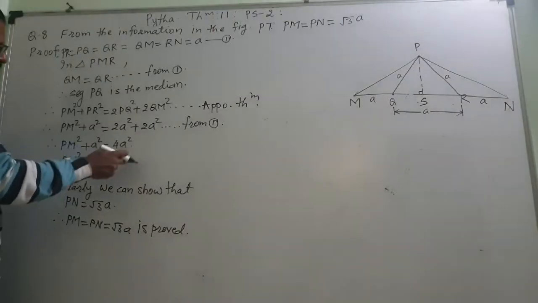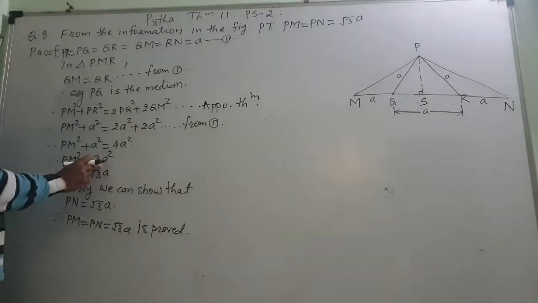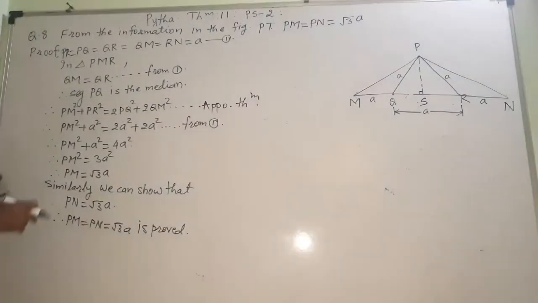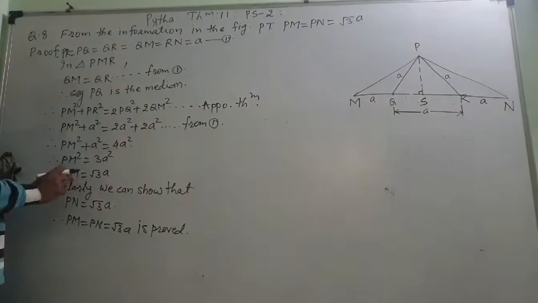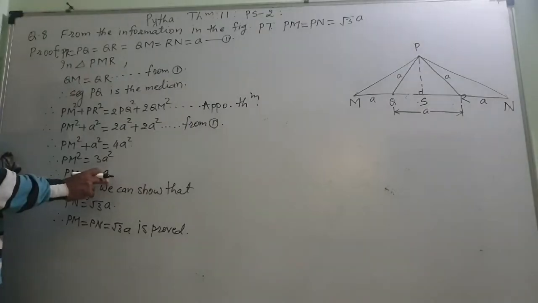Bring this A square over there. It will become 4A square minus A square, which will be 3A square. So PM square is equal to 3A square. Therefore, taking the square root on both the sides, square root of 3 will be root 3, square root of A square will be A. And this way PM is equal to root 3A.